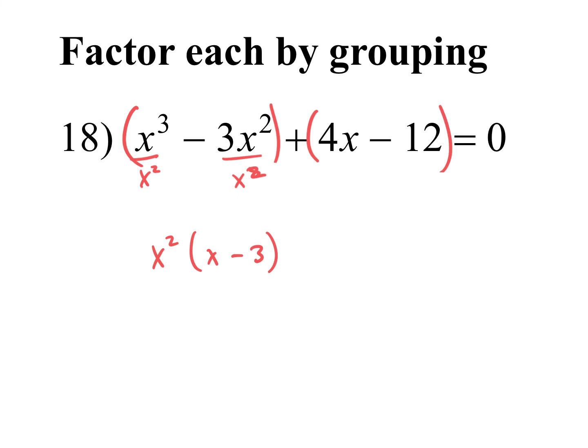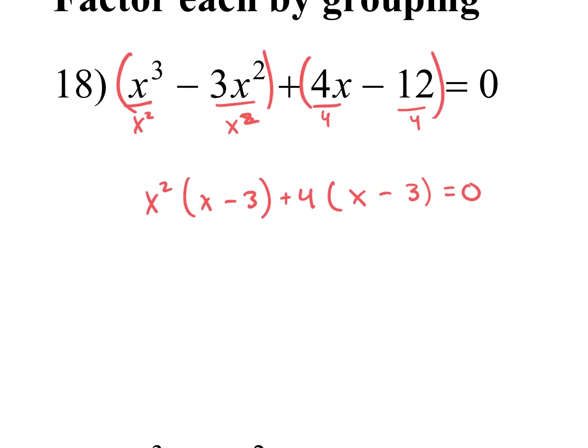In the second group, what's my greatest common factor? 4. I can divide both of these by 4. So when I divide both of them by 4, what am I left with? X minus 3. So I have to have the same things here in order to write the answer. So I have the same parentheses, so I'm good to go.